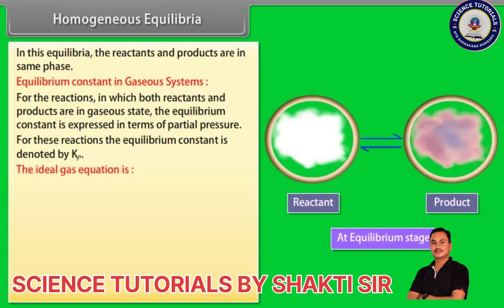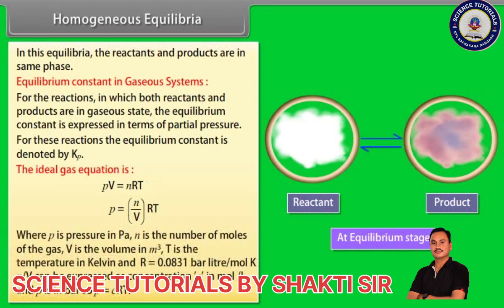The ideal gas equation is PV equals nRT. P equals n by V times RT, where P is pressure in pascal, n is the number of moles of the gas, V is the volume in m cubed, T is the temperature in Kelvin, and R is equal to 0.0831 bar liter per mole Kelvin.